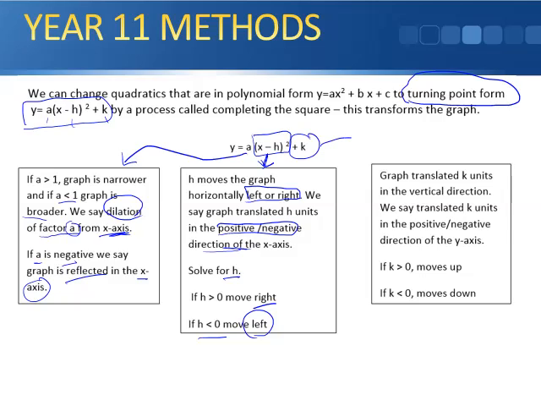The k shifts it up or down, and we call this a vertical translation. Okay. Now, how much? If it's a positive, it goes up. If it's less than 0, so it's a negative, it goes down. How many units does it go down? It goes down the k, whatever that number is. So if it's positive 4, it goes up 4. If it's negative 4, it goes down 4.